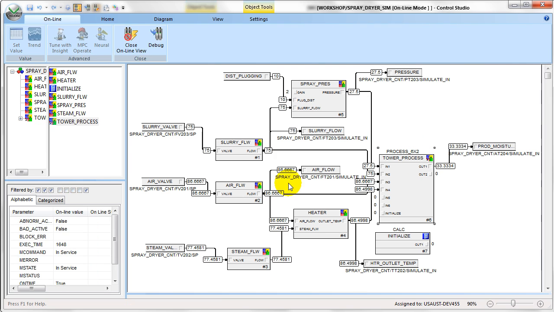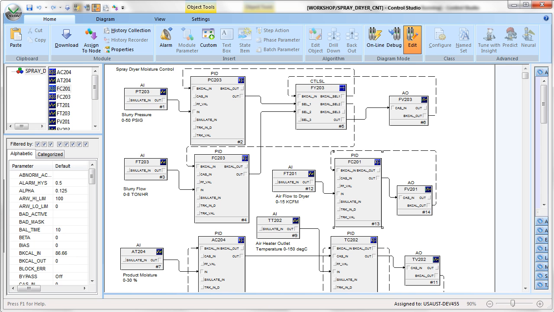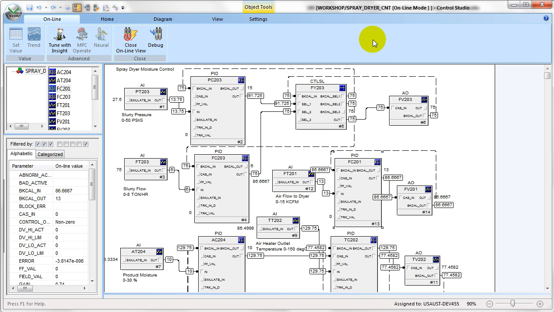To look at our simulation online, we'll go to online. So we're looking at the simulation running in the controller. Based upon the valve positions, we're calculating the flows. Then, based upon the flow inputs to our tower process, we're calculating the moisture coming out of it. Looking at our control, going into the online mode, the outputs of our simulation become the inputs to our control. The controller is acting upon those to produce an output. Those outputs then become inputs to our process simulation.